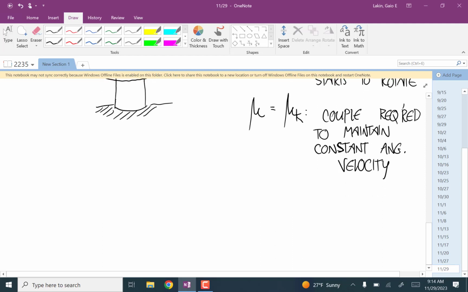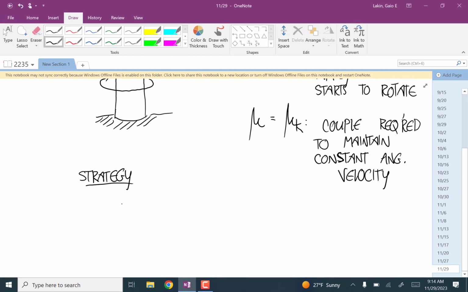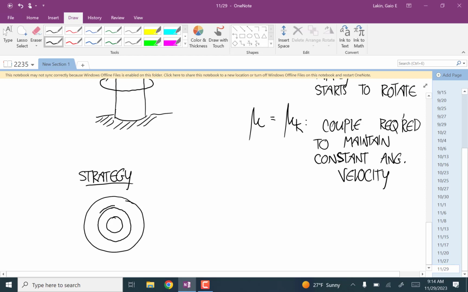Okay, so here's the strategy. I told you this last time, and really, you're better off just remembering the strategy and not trying to remember the details. Just work through the details on your own. So first, we're going to... okay, let me draw the picture. In this case, there's the part that's in contact with the ground, and we're going to break it up into these infinitesimal rings.